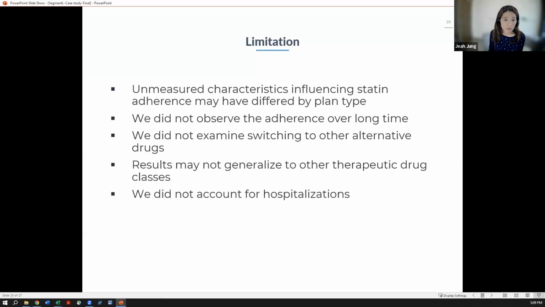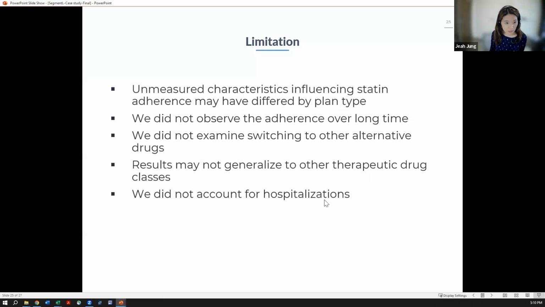Right. So limitations are, of course, that unmeasured characteristics can influence statin adherence, and the distribution of unmeasured characteristics can be different between the two types of plans. And we did not follow up long-term adherence, and we didn't examine switching to other alternative drugs. But statins are mainstream, so we don't think this has a big impact on the study, and the results may not generalize to other therapeutic classes.